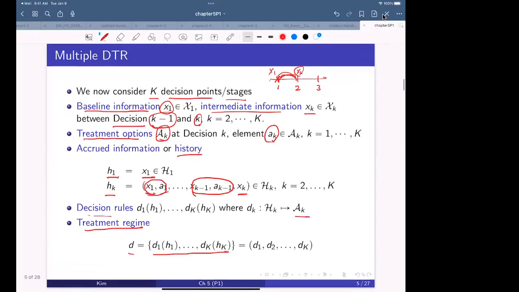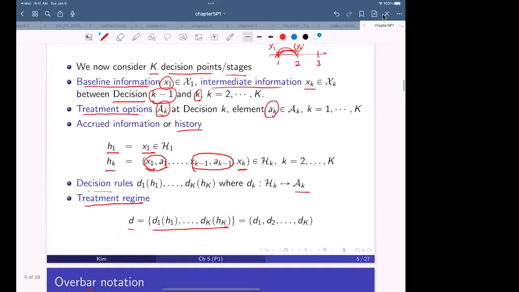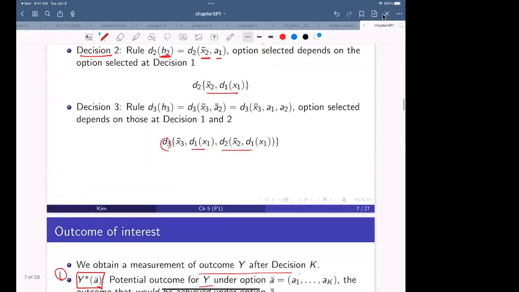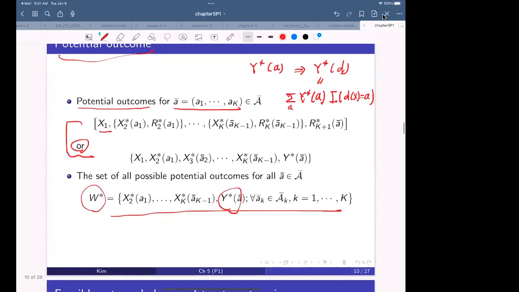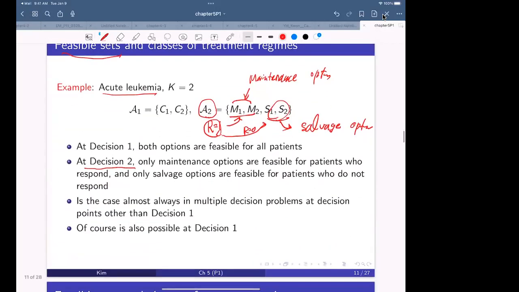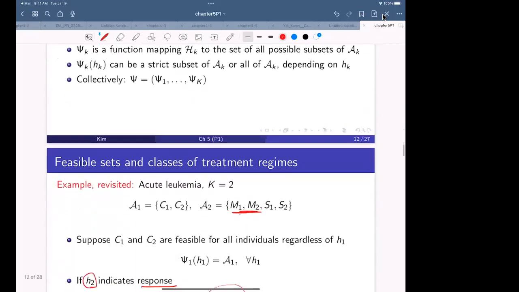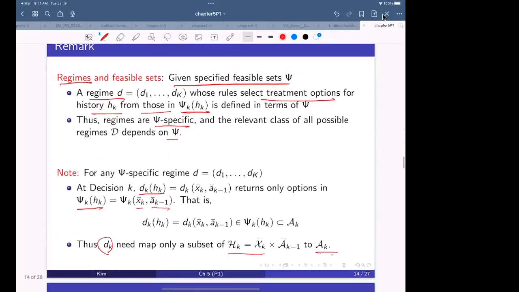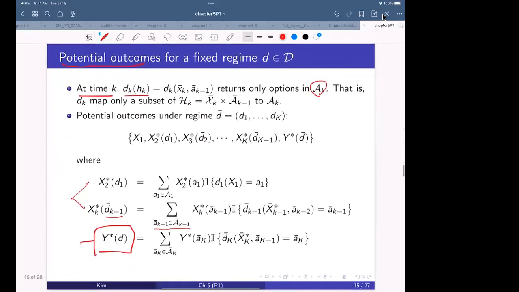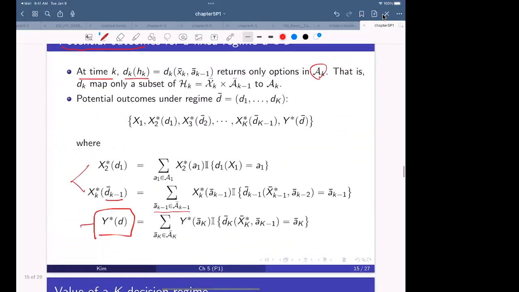The treatment option depends on history and information. When you talk about the potential responses and potential action, you can move down. Here, the d in the indicator actually depends on the potential action. That's right. But I think d should only depend on the history.